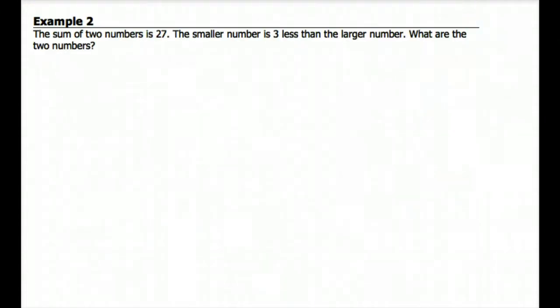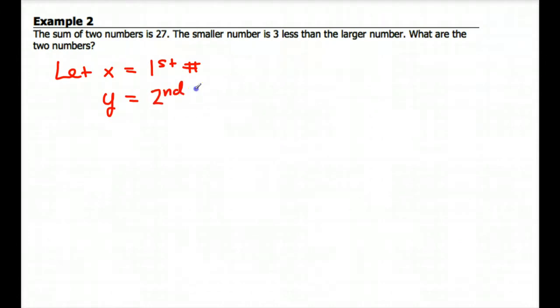For this one, we have the sum of two numbers is 27, and it says the smaller number is 3 less than the larger number. We want to know what the two numbers are. For my let statements, we're just supposed to find two different numbers. So I'm going to let x equal my first number, which is going to be my smaller number, and y is my second number, which is going to be my larger number.